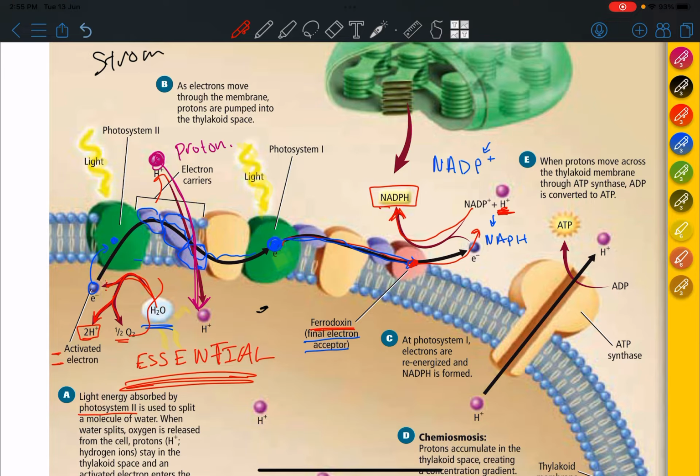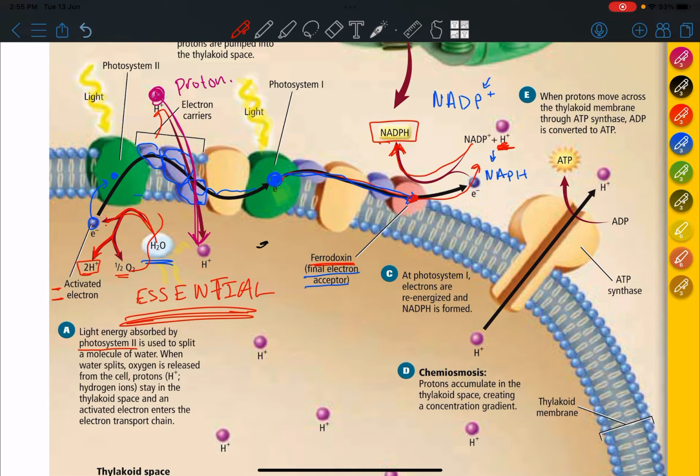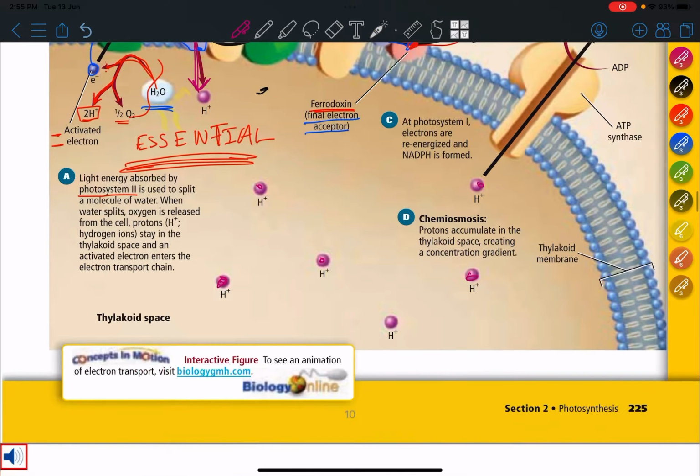Then by now, there is a greater concentration of hydrogen ions inside. We have more hydrogen ions inside of the thylakoid space than outside in the stroma. This creates what we call a proton gradient. Let's just write that down: proton gradient. It provides the energy to make ATP in a process called chemiosmosis. A proton gradient is the uneven distribution of hydrogen ions across two sides of a membrane.